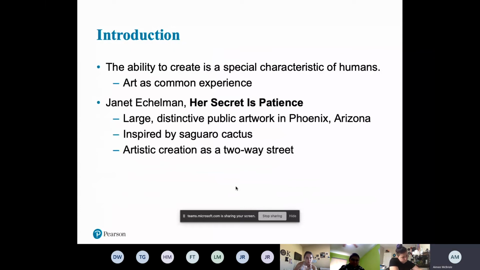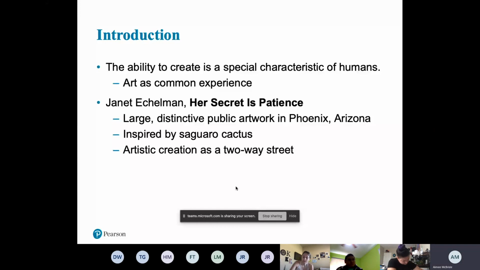So the ability to create is art. Art is a special characteristic and a common experience held between humans. So what I mean is that humans have the very, very special ability, the superpower of being able to create things. In this particular sense, we're referring to art. So you don't see cats or dogs creating art. That is a human special power. That's one of the things that separates us.